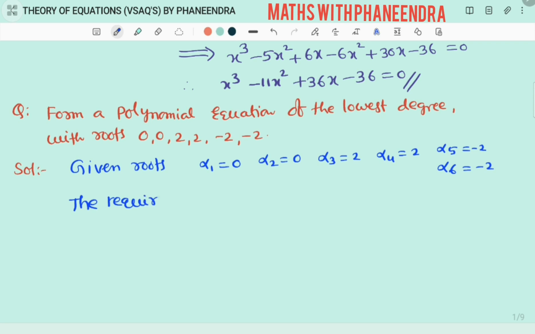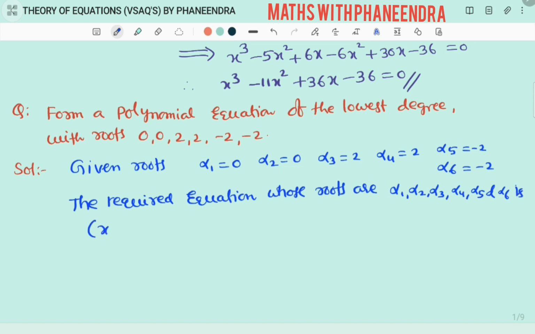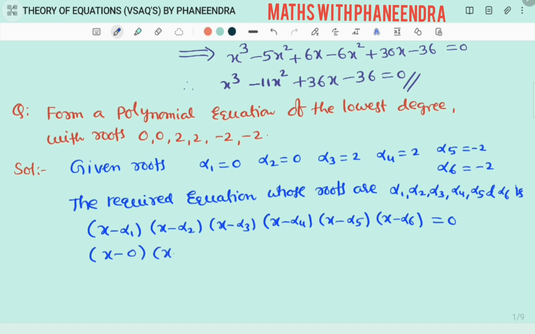The required equation whose roots are alpha 1, alpha 2, alpha 3, alpha 4, alpha 5 and alpha 6 is (x minus alpha 1)(x minus alpha 2)(x minus alpha 3)(x minus alpha 4)(x minus alpha 5)(x minus alpha 6) equal to 0. Now substitute the alpha values: (x minus 0)(x minus 0)(x minus 2)(x minus 2)(x minus of minus 2)(x minus of minus 2) equal to 0.